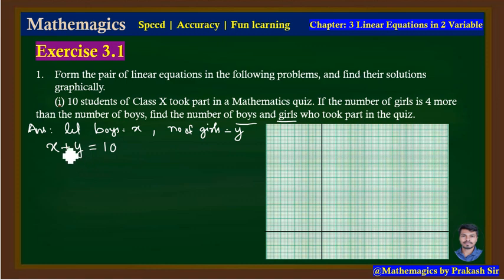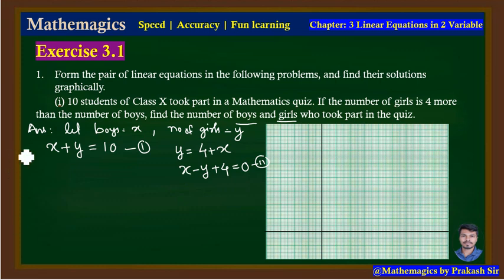Now the second one: if the number of girls is 4 more than the number of boys, it means the number of girls, that is y, is equal to 4 more than the number of boys. So 4 plus how many boys are there? x. And if we keep it as an equation, then obviously it will look like x minus y plus 4 is equal to 0. So this is the first equation and this is the second equation. Dear friends, with the help of both equations, we are going to find out some coordinates.